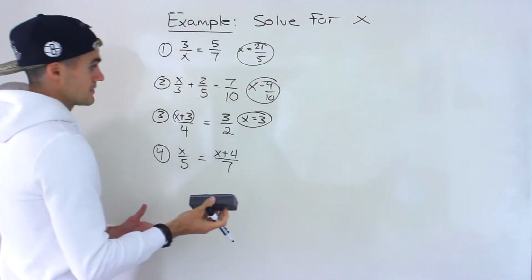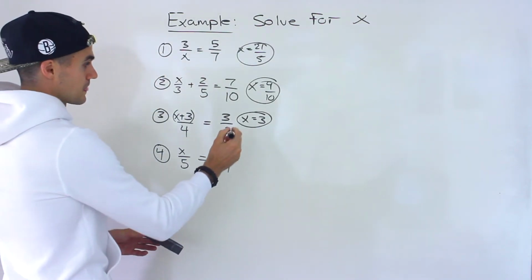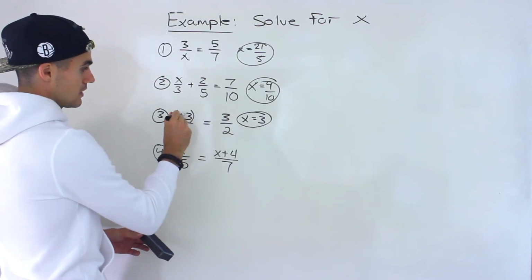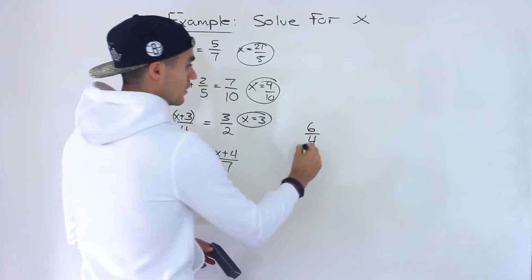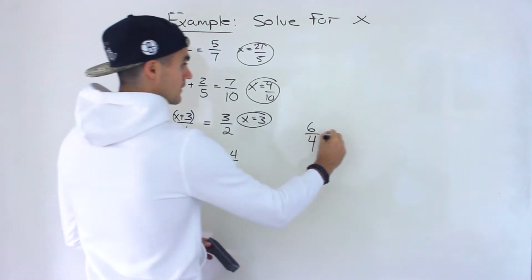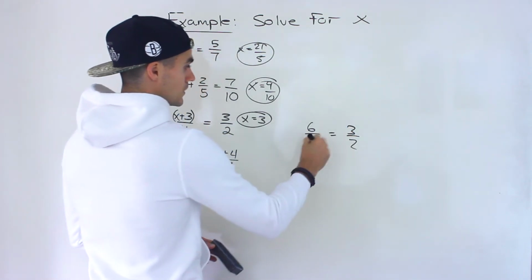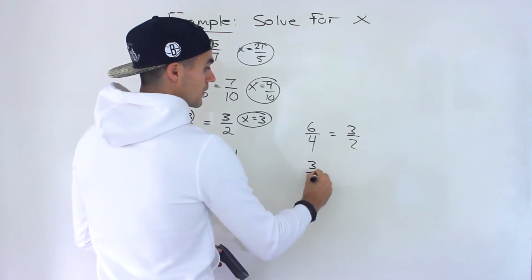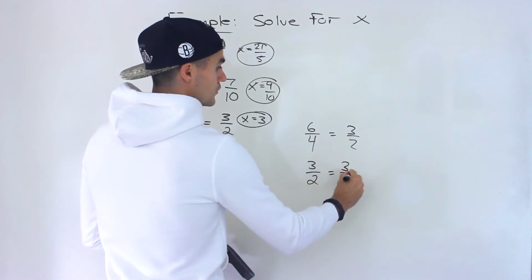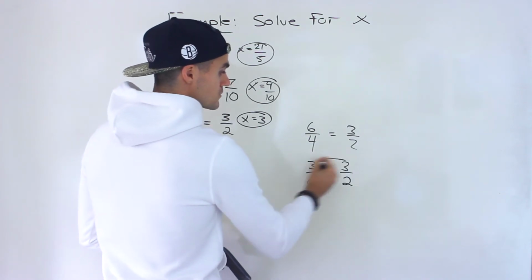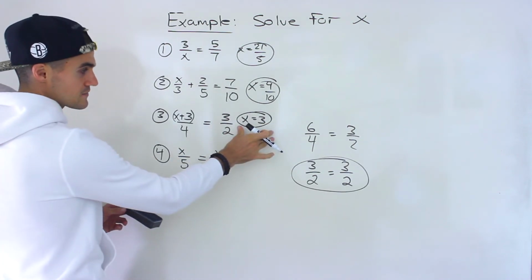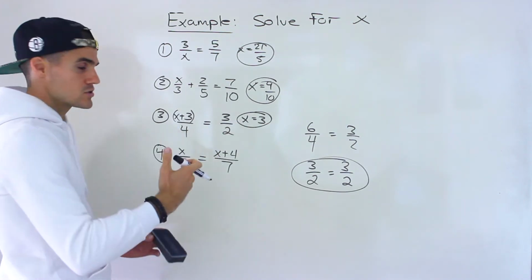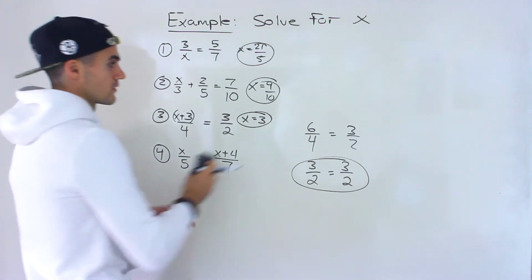You could also check your answer with these. So notice that if we plug in 3 here, what would we end up with? We'd end up with 6 over 4 on that left side, and then we have 3 over 2, and when we simplify the 6 over 4, that would end up being 3 over 2, if we divide the numerator and denominator by 2, right? So the left side and the right side should be equal when you take the x value you got and plug it back into the equation.